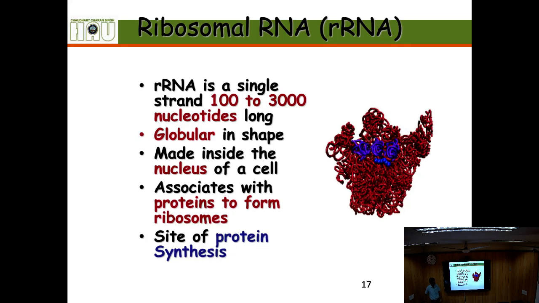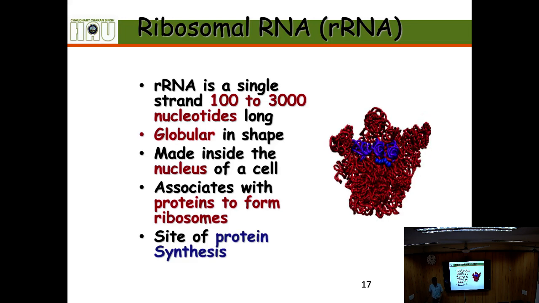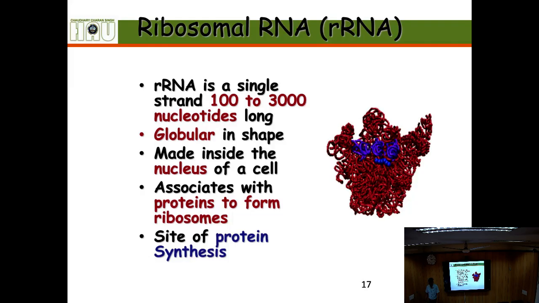This is the structure of the ribosomal RNA. It is single stranded, made up of 100 to 3000 nucleotides. It's globular in shape. Like the mRNA, it is made inside the nucleus, and it associates with proteins to form the ribosomes, the sites of protein synthesis.